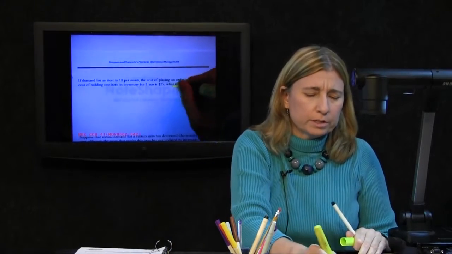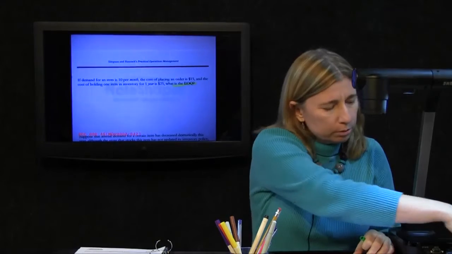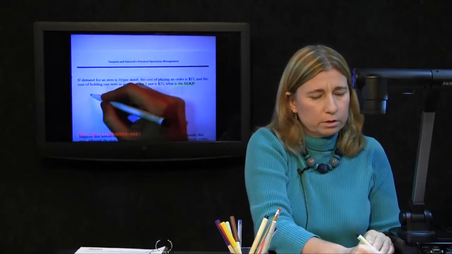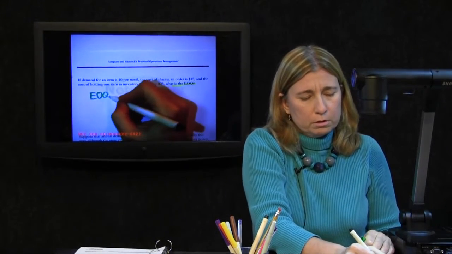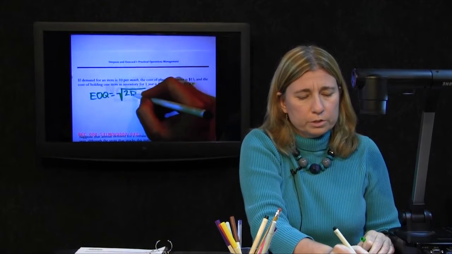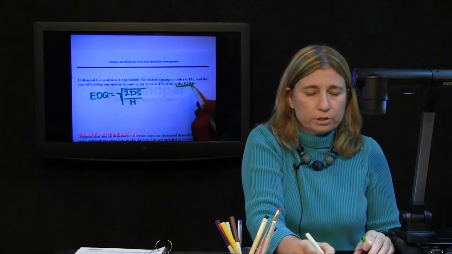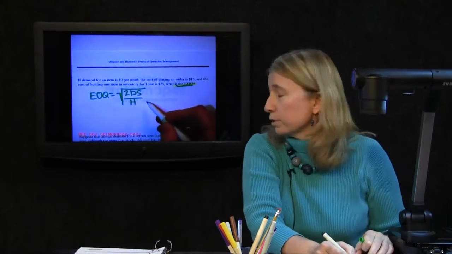Now, what did I mean by deceptively simple? Well, EOQ is just a formula. And it's not even a very long formula. It's the square root of 2 times D times S divided by H. So to answer that question right there, we just need to work that particular formula.